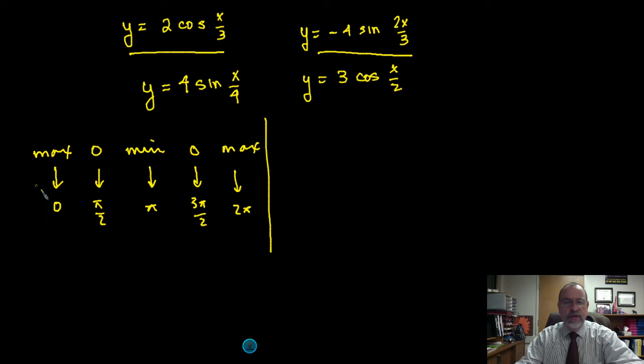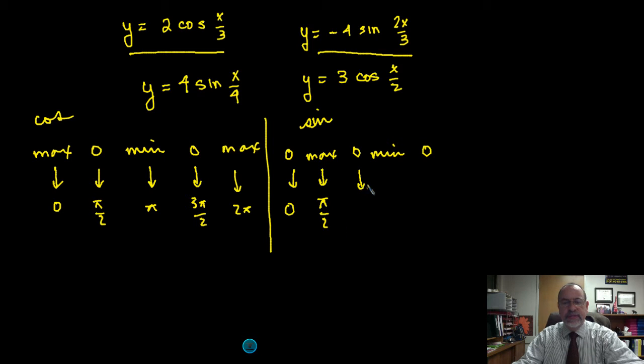The sine, let me write this up here. The sine pattern, you remember, is where it starts out at 0, goes to its max, back to 0, down to its minimum, and then back to 0. And again, the angle values are the same. It happens at these quadrantal angles, but because we are having stretches or shrinks take place, these values are going to change. So we're going to need to understand that.